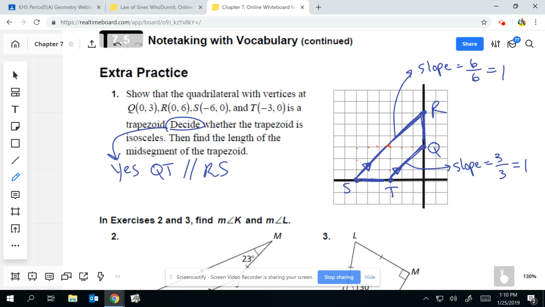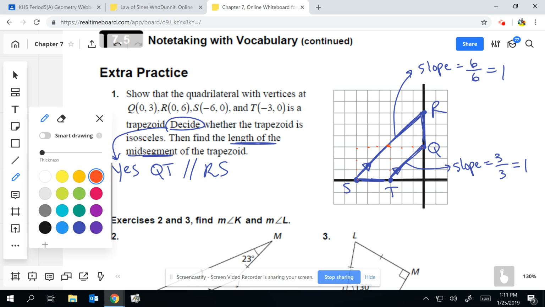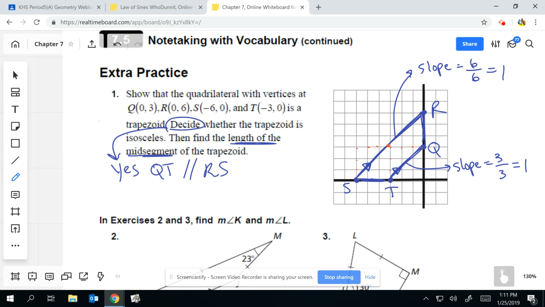Then they want us to find the length of the mid-segment. I'm going to do that in red. So I need to find the midpoint of my two legs. This leg is 1, 2, 3 in length, so I need to go to 1.5. So over 1.5 here and 1.5 here. If I connect those, that's my mid-segment. They want us to tell how long that mid-segment is.